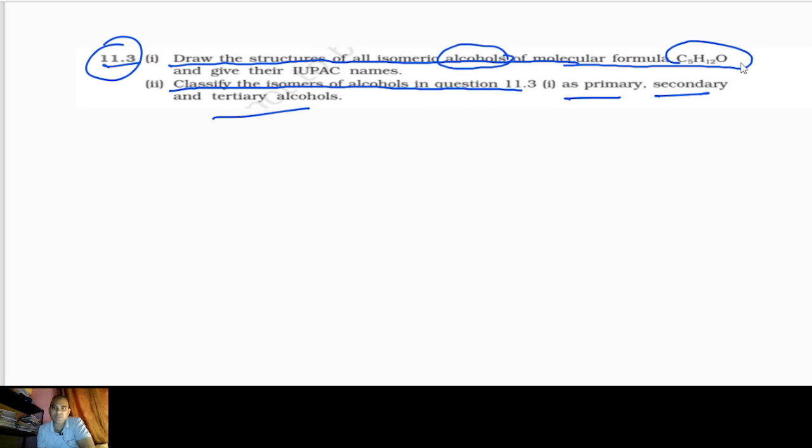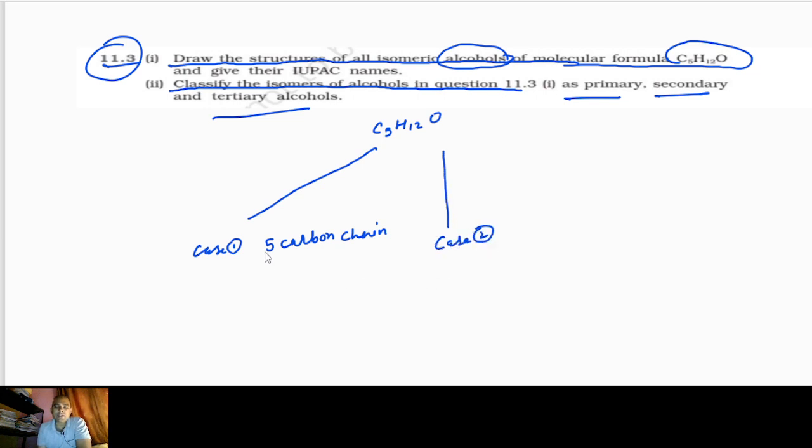So this is very simple, student. If you see this question, this is C5H12 and this is the O, so this is a 5 carbon alcohol. How to go about it? Case 1, the 5 carbon chain. This is the first approach we will go with. Then case 2, the 4 carbon chain, and finally the 3 carbon chain.